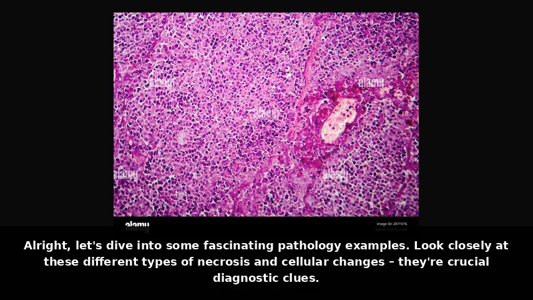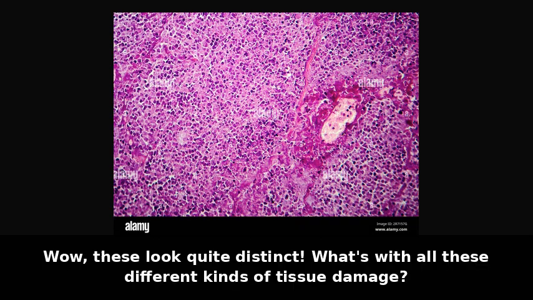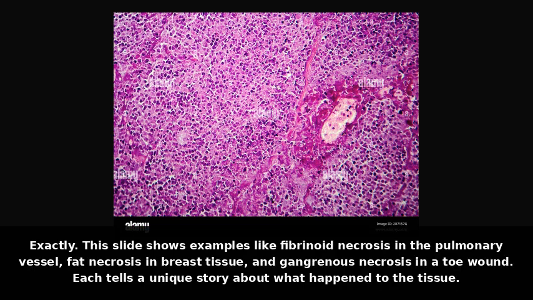Great. Let's dive into some fascinating pathology examples. Look closely at these different types of necrosis and cellular changes. They're crucial diagnostic clues. Wow, these look quite distinct. What's with all these different kinds of tissue damage? This slide shows examples like fibrinoid necrosis in the pulmonary vessel, fat necrosis in breast tissue, and gangrenous necrosis in a toe wound. And each tells a unique story about what happened to the tissue.